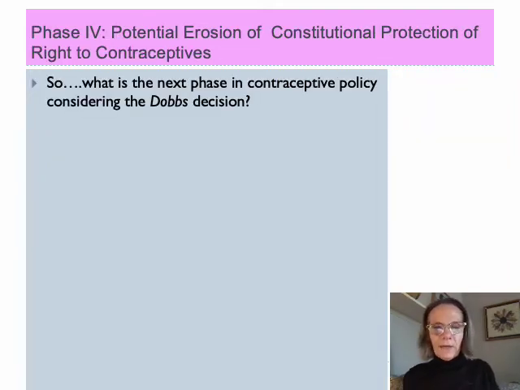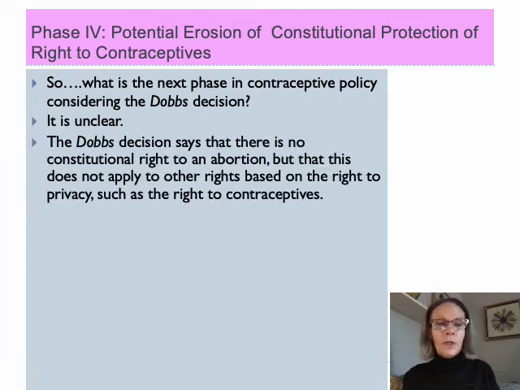So, what is the next phase in contraceptive policy considering the Dobbs decision? The Dobbs decision, which we're going to be talking about more in the next lecture, is the decision that overturns Roe v. Wade and says that you don't have a constitutional right to an abortion. So, is the next phase going to be a potential erosion of the constitutional protections of the right to contraceptives that is established in Griswold versus Connecticut? At this point, it's unclear. We're not sure what the next phase is going to look like.